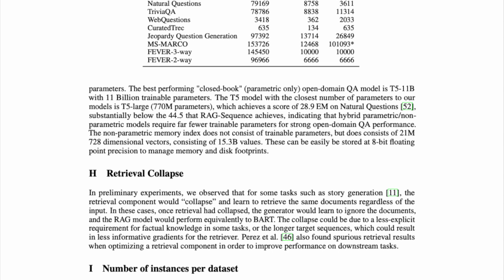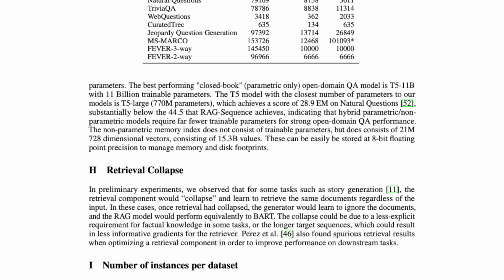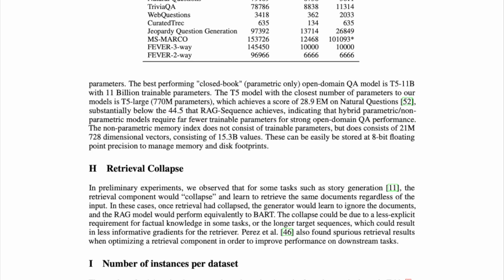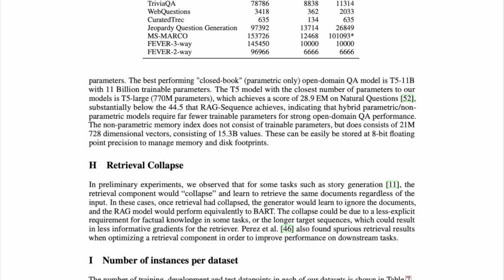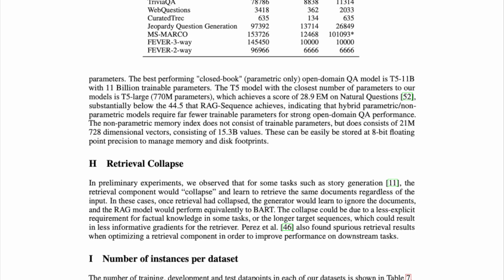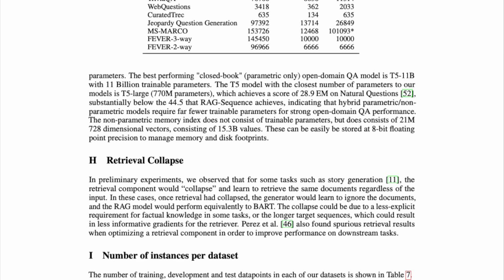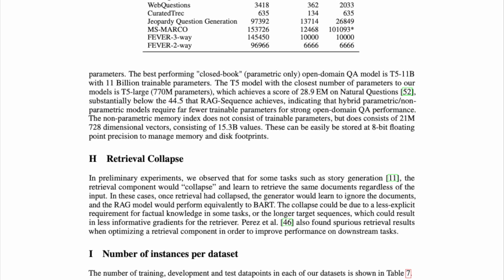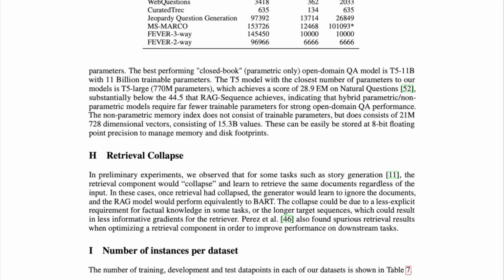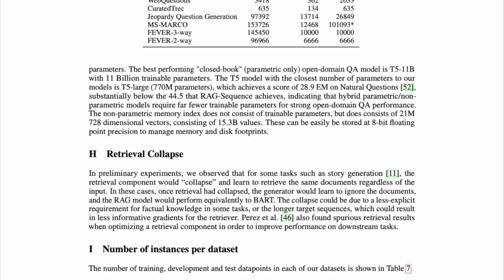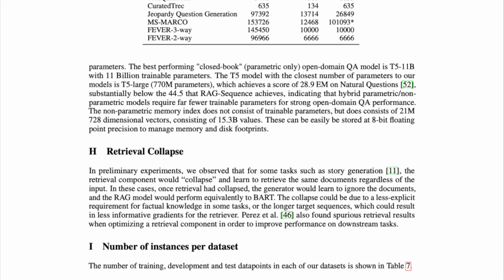Retrieval collapse. In preliminary experiments, we observed that for some tasks such as story generation, the retrieval component would collapse and learn to retrieve the same documents regardless of the input. In these cases, once retrieval had collapsed, the generator would learn to ignore the documents, and the RAG model would perform equivalently to BART. The collapse could be due to a less explicit requirement for factual knowledge in some tasks, or the longer target sequences, which could result in less informative gradients for the retriever.